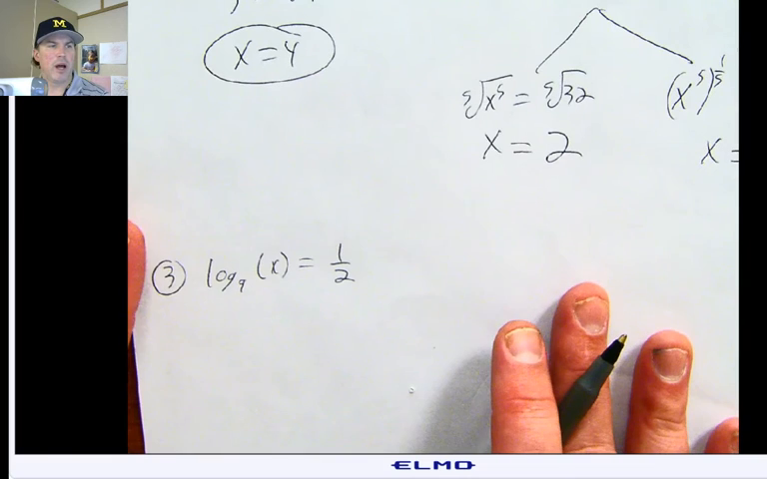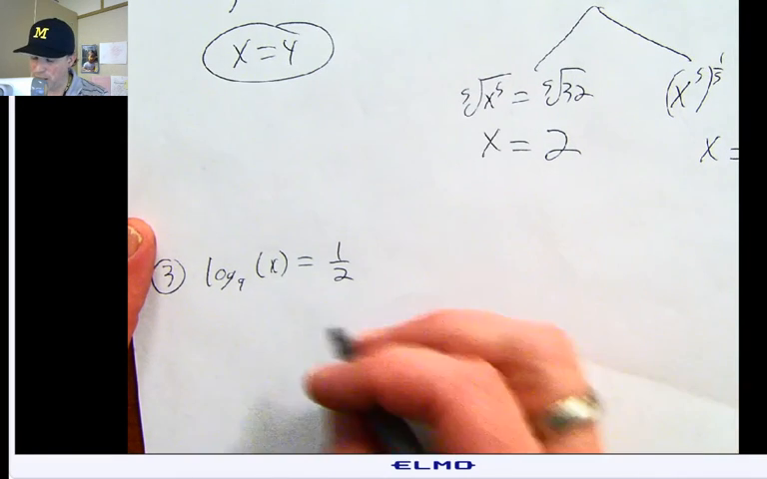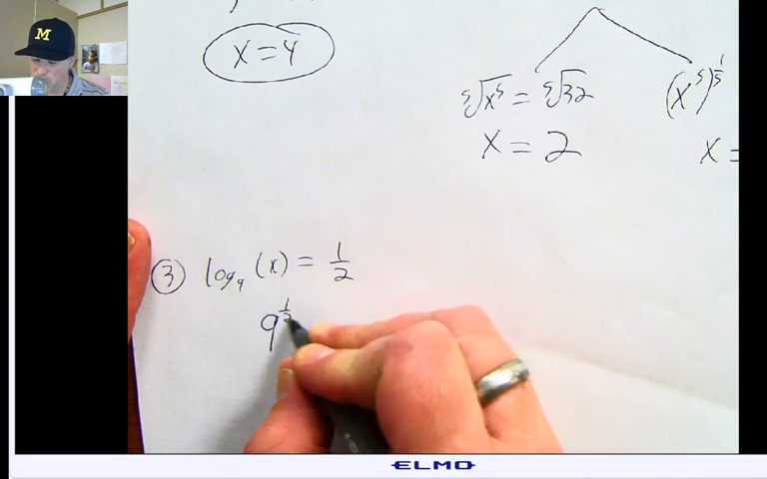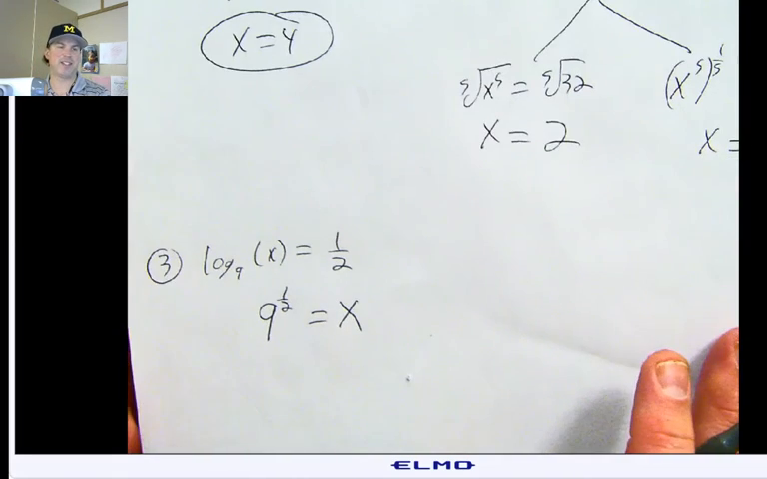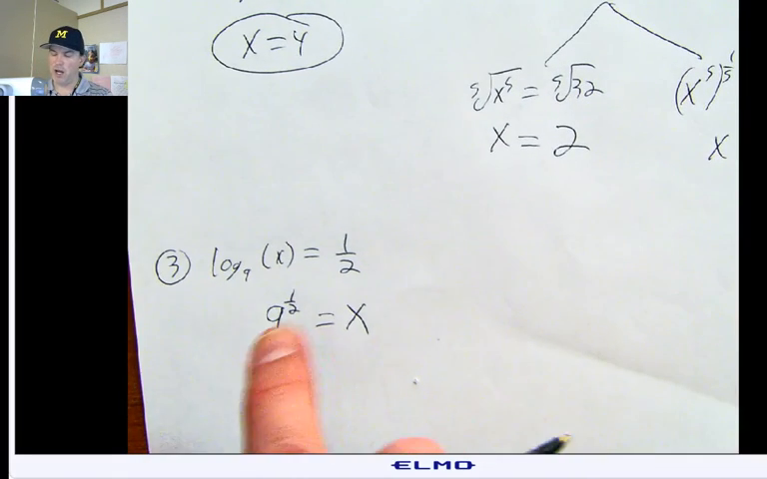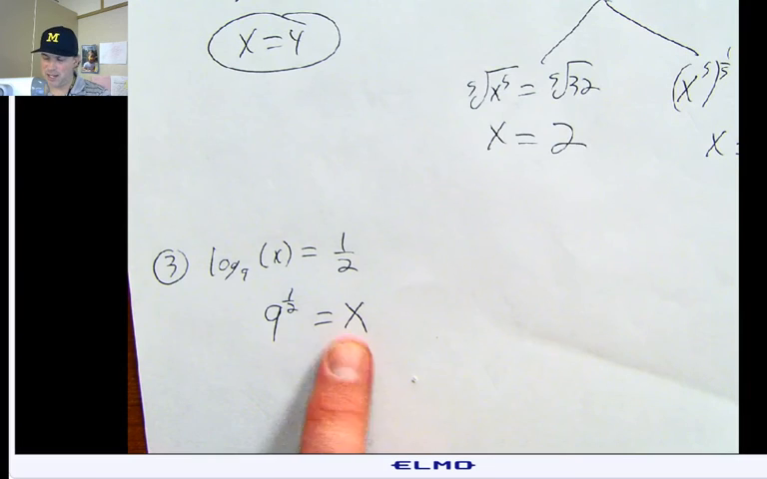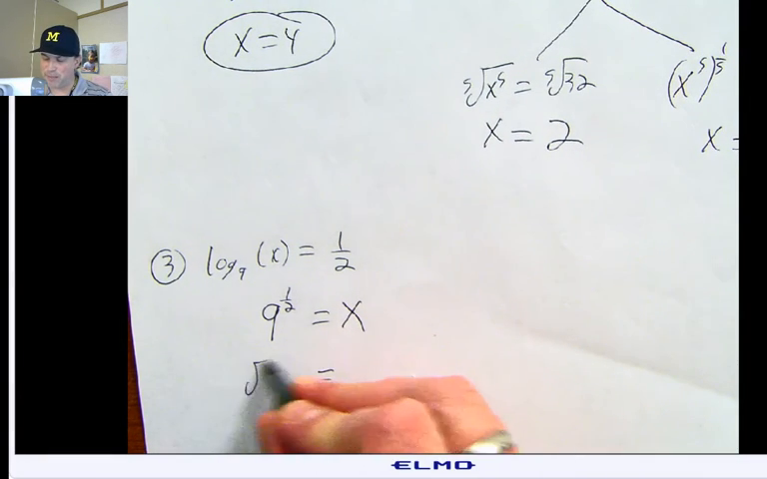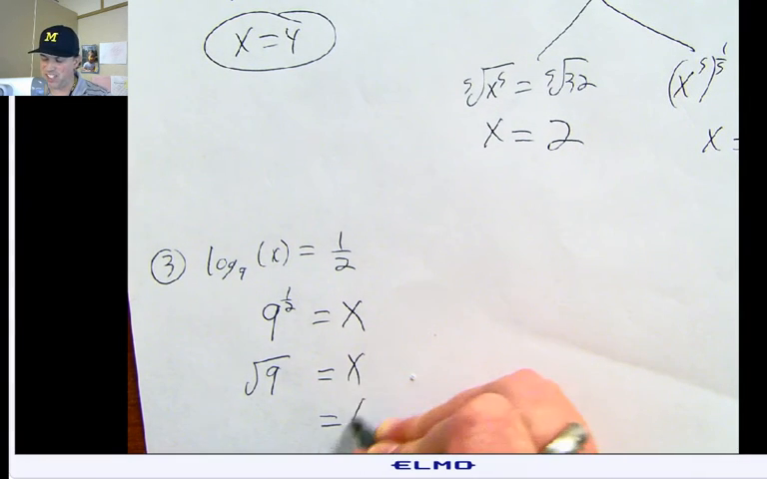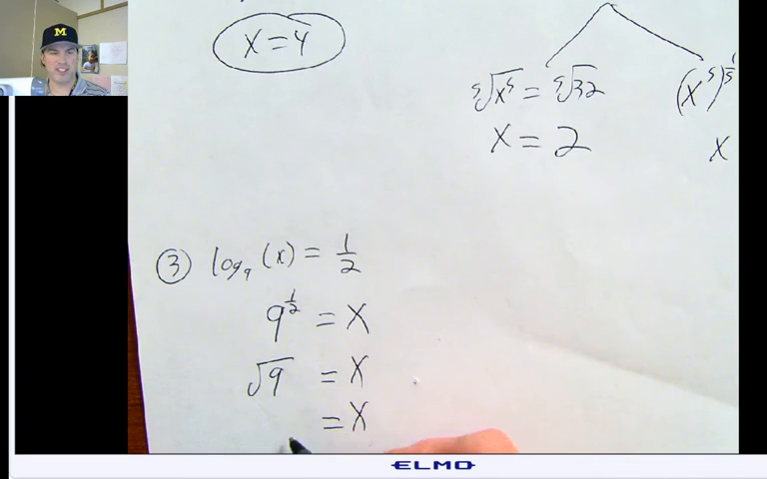Last one. Log base 9 of x equals 1/2. b to the y equals x never changes. That just says 9 to the 1/2 equals x. 1/2 power is the same thing as a square root, and the square root of 9 is 3.